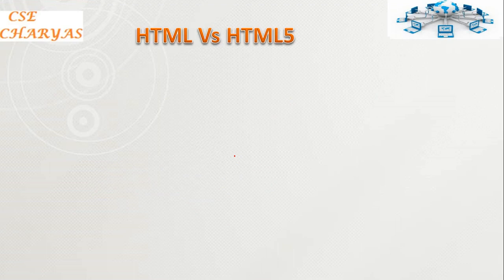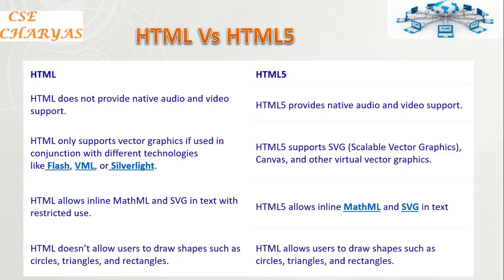Then coming to the difference between HTML and HTML5. HTML does not provide native audio and video support, but HTML5 provides native audio and video support. HTML only supports vector graphics if used in conjunction with different technologies like Flash, VML, or Silverlight. HTML5 supports SVG, scalable vector graphics, and canvas, other virtual vector graphics.